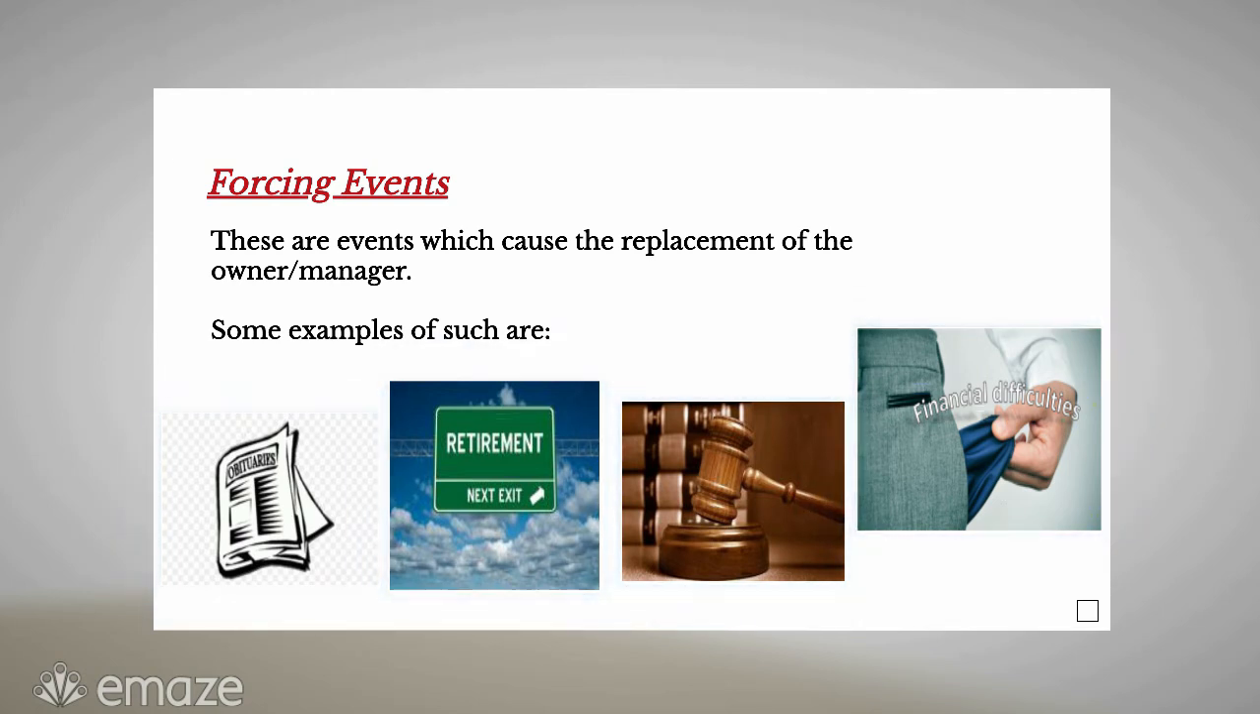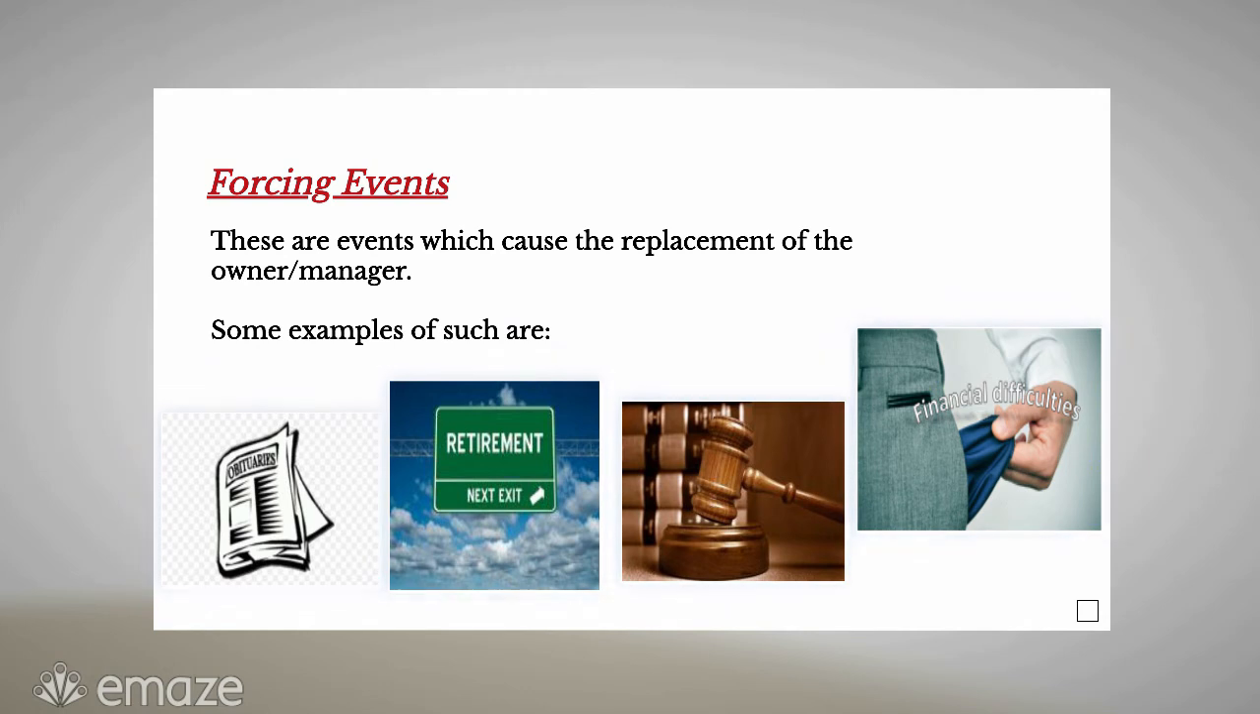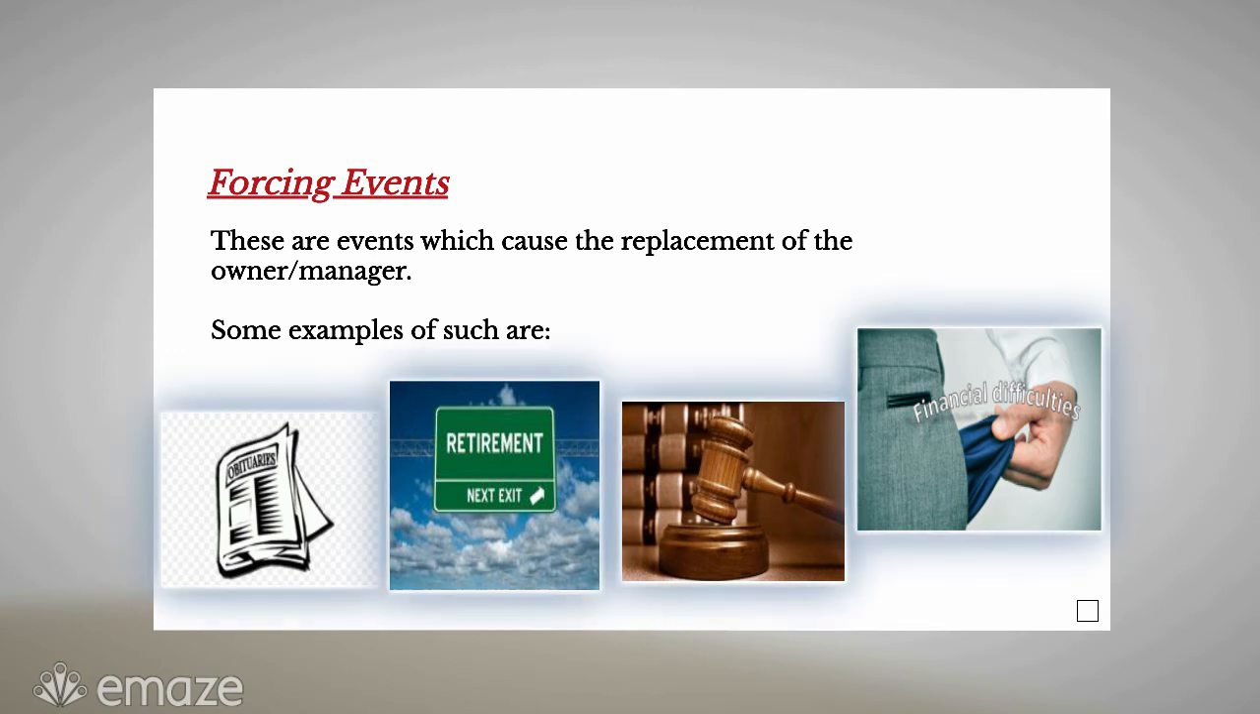Example, CMU, maritime, that whole situation. And financial difficulties. This is a result of lenders forcing the removal of the current manager or owner before lending funds to the firm. So forcing events are mostly unforeseen and unpredictable.